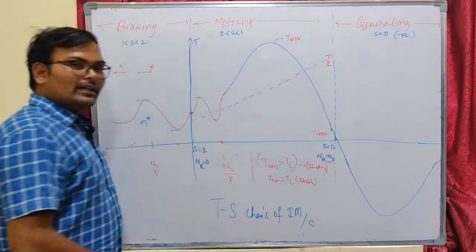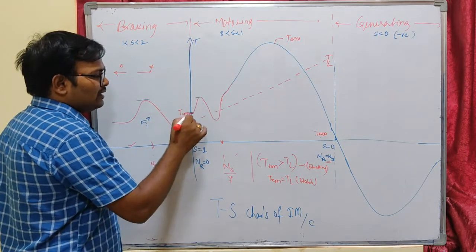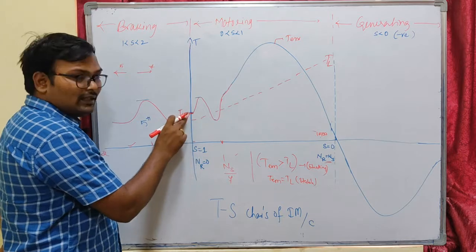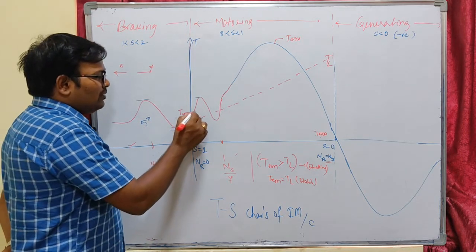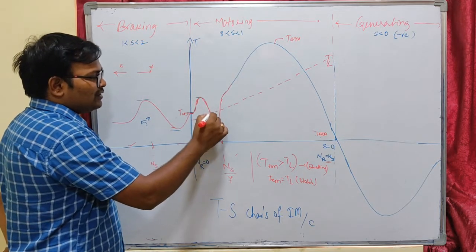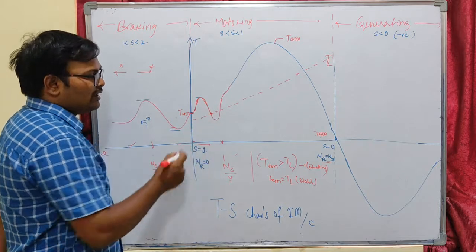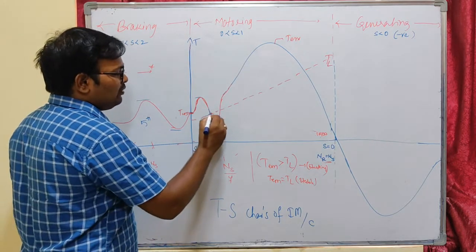Now let us start the machine. This is my starting electromagnetic torque. At the time of starting, the electromagnetic torque is more compared to our load torque, so it keeps increasing and the speed of the machine picks up slowly, and it will come to this position. Here you can see the point of meeting of our electromagnetic torque and my load torque.